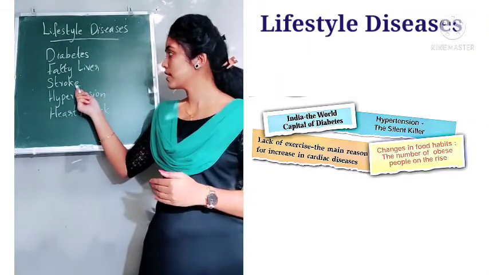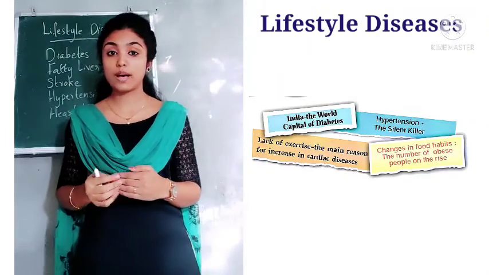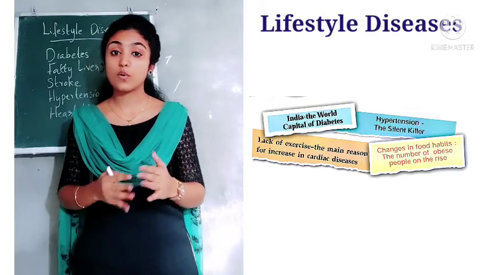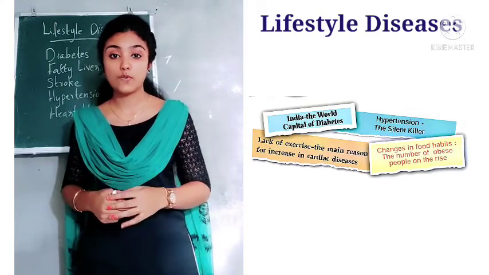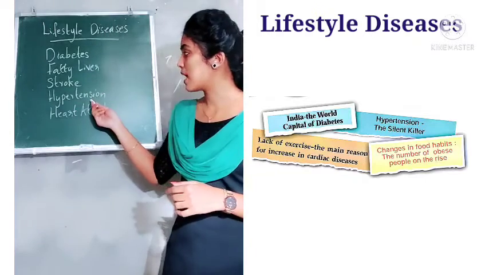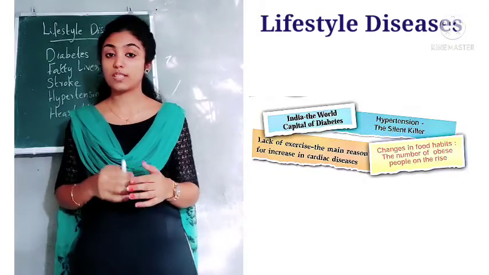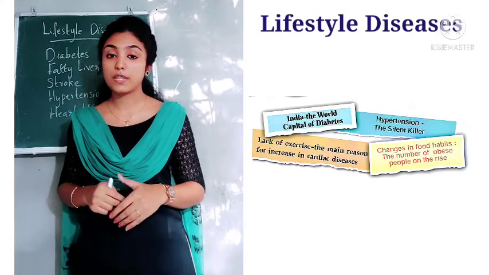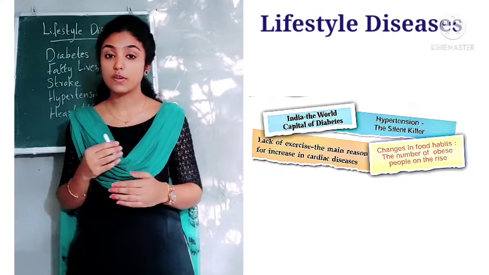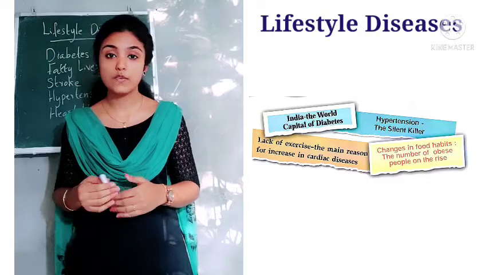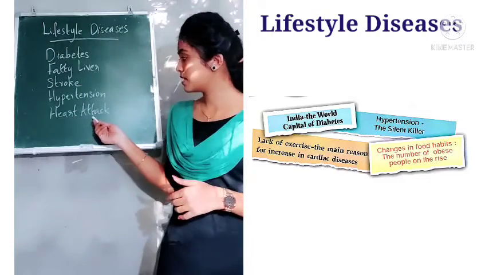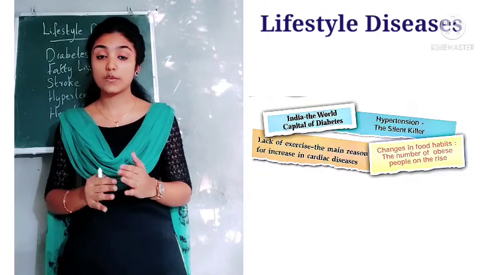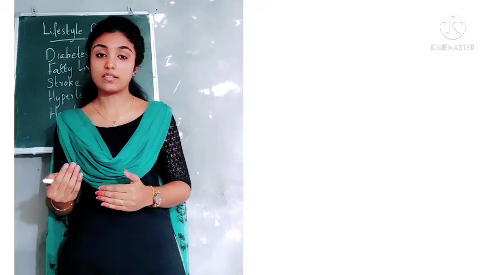Then the next one is stroke. Stroke is caused by the rupturing of a blood vessel in the brain, or stroke may be caused by a block in the flow of blood. Then the next one is hypertension. Hypertension is caused by the reduction in the diameter of the artery, or the walls of the artery, because of the deposition of fat. Then the last one is heart attack. We know that heart attack is caused by a block in the flow of blood to the heart.